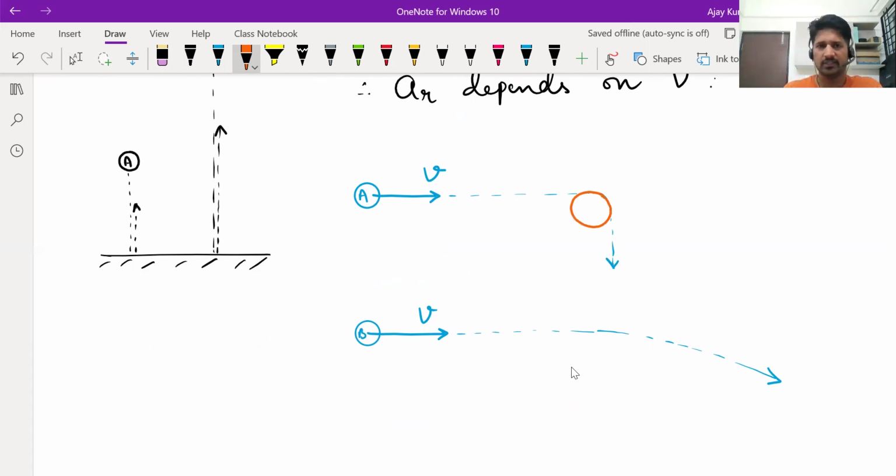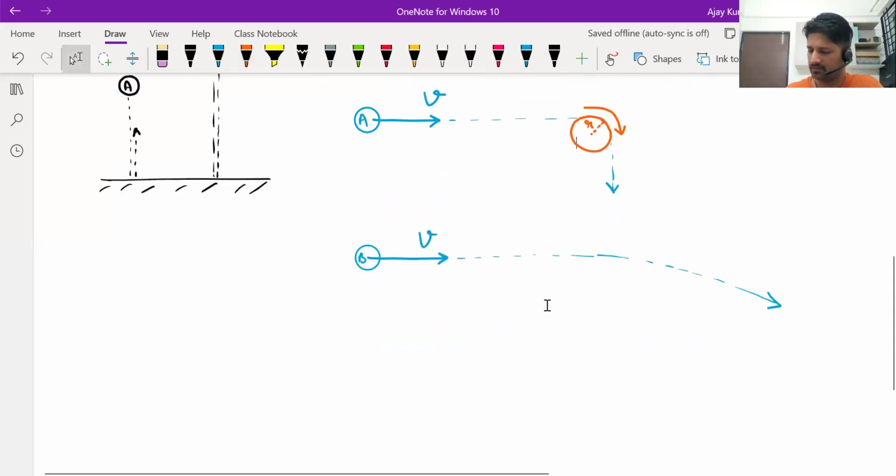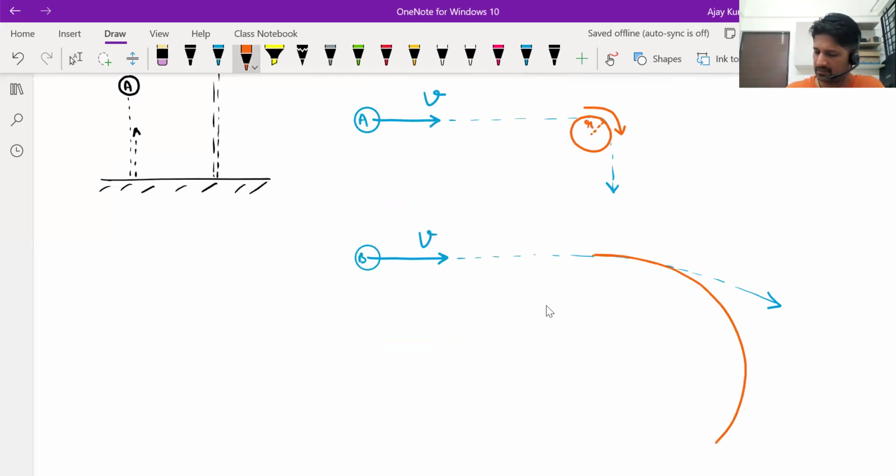I'm not saying this object is moving along a circle, but it's following a curved path here as it is getting deviated. That curved path has a radius. Here also, object B follows a curved path. It's deviating, so it's following a curved path. That curved path has a much bigger radius. Less curvature means more radius of curvature. Okay, this does not look like a circle, but fine. So it has a greater radius, right?